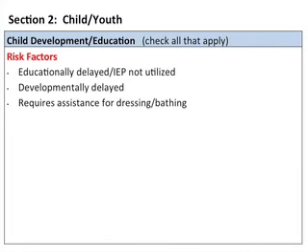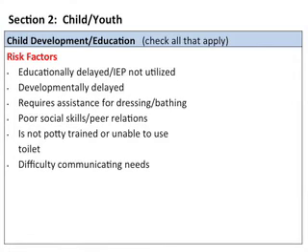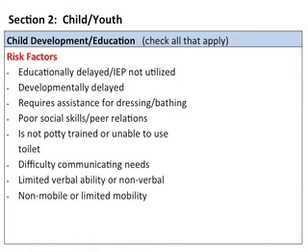They require assistance for dressing and bathing. They have poor social skills or peer relations, difficulty communicating their needs, non-mobile or limited mobility, and that might be a no-brainer when you're investigating or assessing a youth that's a baby, a 6-month-old. But we also wanted to give you the flexibility if, sometimes you have a 17-year-old who might be a CP child that is a quadriplegic, or you might have a non-mobile 12-year-old.